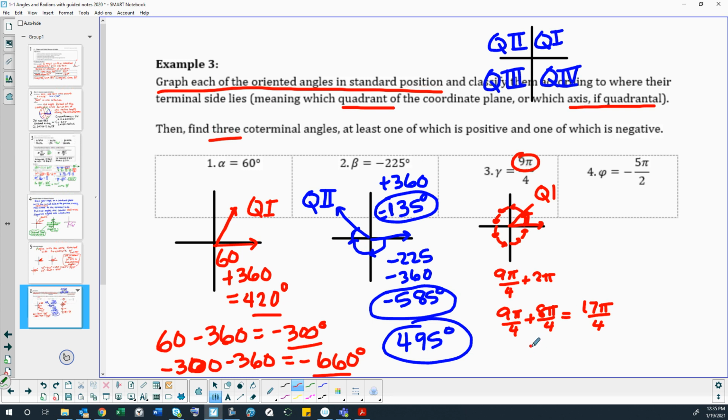Or we could subtract 8 pi fourths. And that would give us pi fourths. We need at least one that's negative, so we should probably subtract again. So then negative 7 pi fourths. So there's 3 coterminal angles, I think, or did I only do 2? Oh no, there's the third one. 3 coterminal angles, at least one positive, at least one negative. I left them all in radians, which means I had to deal with fractions. That's all right. Okay, last one. We've just got a couple of minutes here.